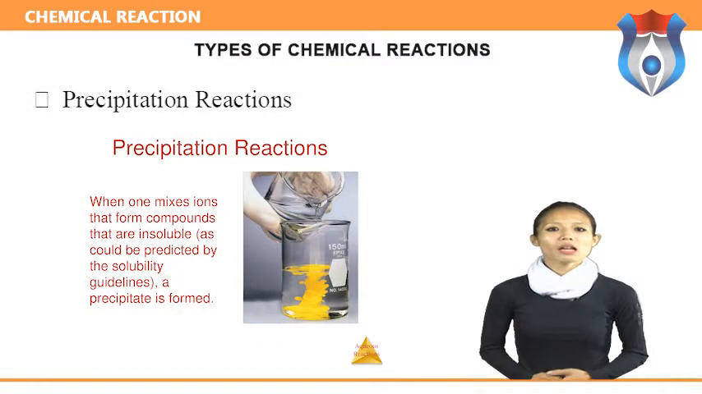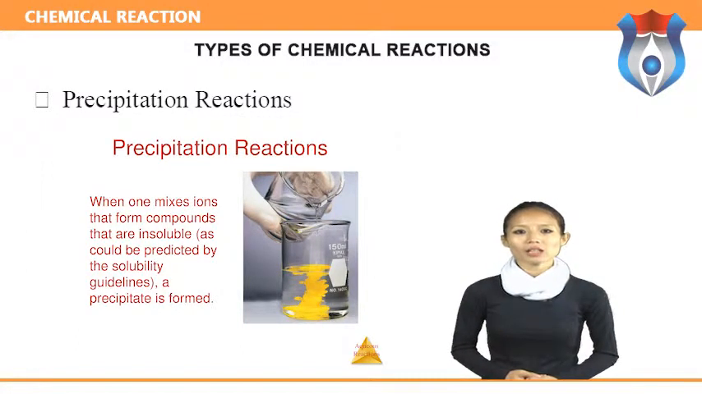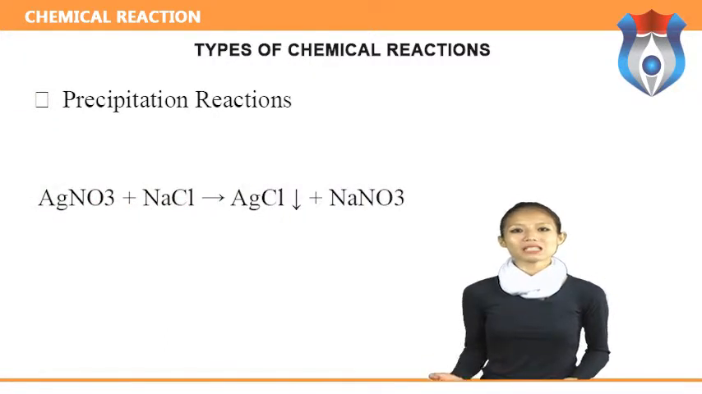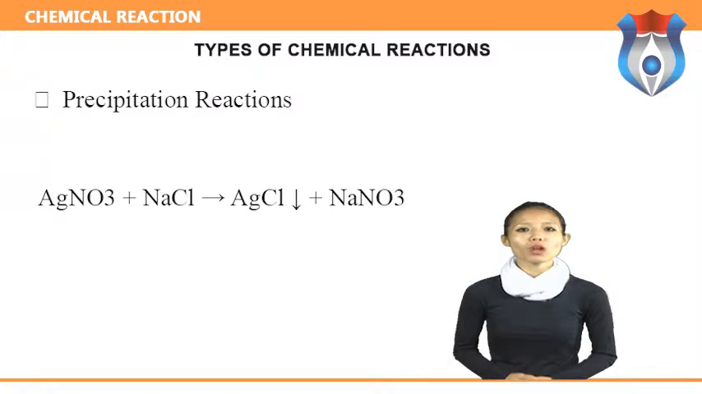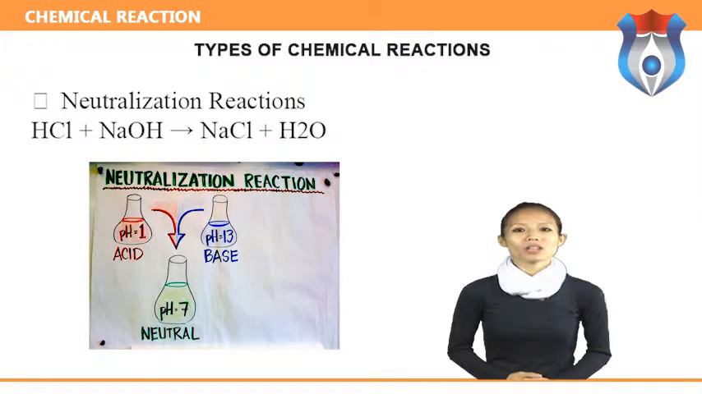Precipitation reaction. In this type of reaction, two compounds which are water soluble react to form two new compounds, one of which is a precipitate that is insoluble in water. The precipitate is often indicated by an arrow pointing downward written next to its formula. Neutralization reaction. A neutralization reaction, sometimes called an acid-base reaction, occurs between an acidic compound and a basic compound to form a chemical salt and water.